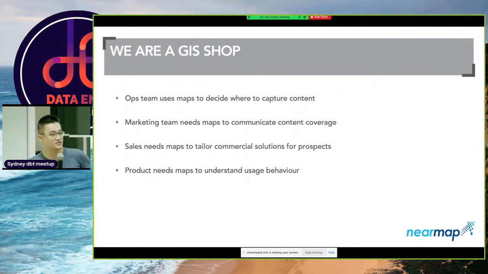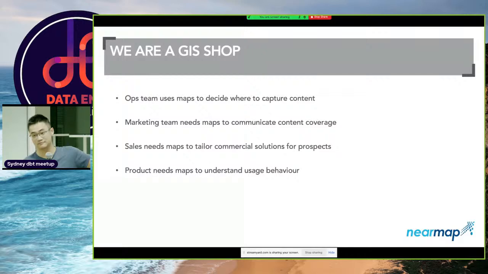So I guess just start telling the story. We're obviously a GIS company, Nearmap. Map is in the name of the company. So we do a lot of things with maps, with boundaries, with polygons.